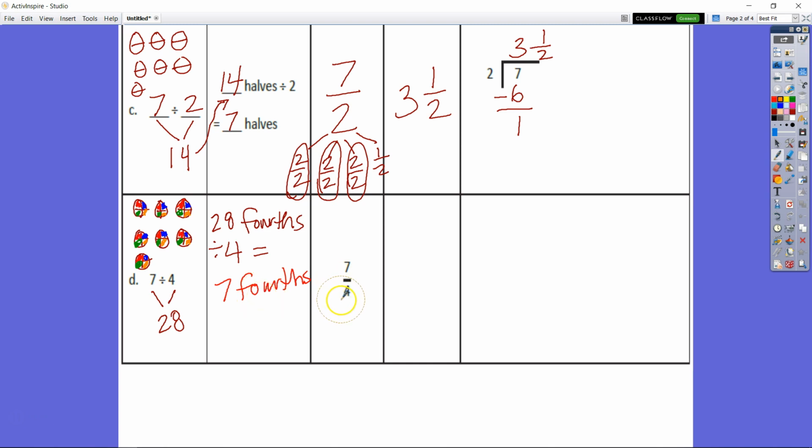All right, so now we're going to turn this improper fraction into a mixed number. We know that we can take 4 fourths, which is equal to 1 whole. That's 1 whole plus our remaining 3 fourths, and we would have 1 and 3 fourths.